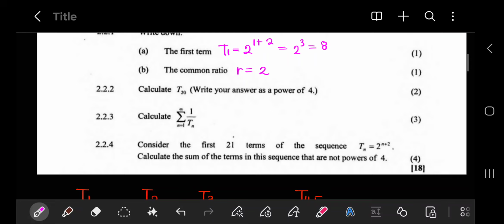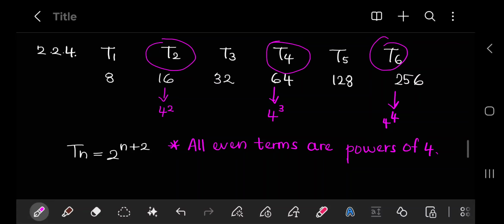And if we go back to the question, they had specifically asked you to consider the first 21 terms. Now, how does that help us here? If we are considering the first 21 terms and all of the even terms are powers of 4, out of 21 terms, you can even count this on your fingers if you need to, but 10 of those terms are going to be powers of 4.